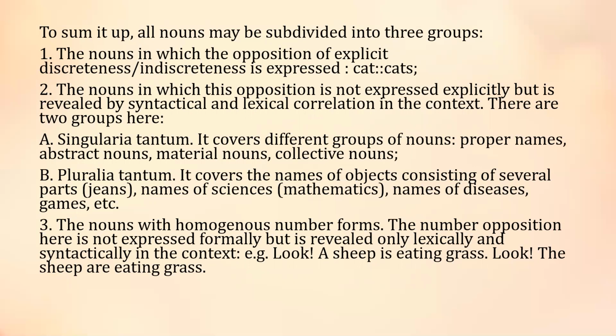The nouns with homogeneous number forms: the number opposition here is not expressed formally, but is revealed only lexically and syntactically in the context. Like in the sample, look, a sheep is eating grass, which expresses that sheep is singular. And look, the sheep are eating grass expresses the plural.